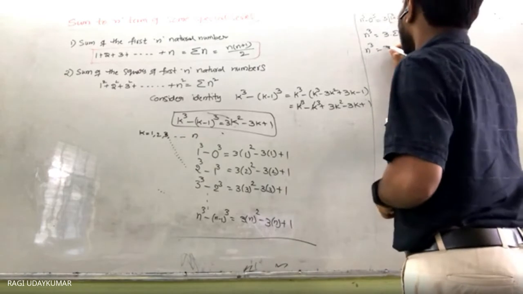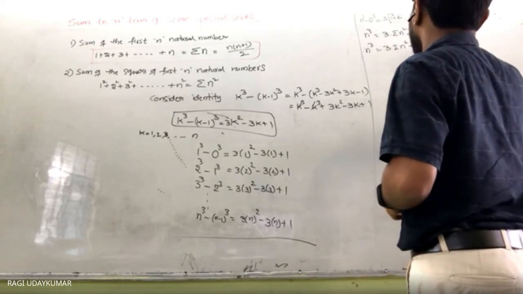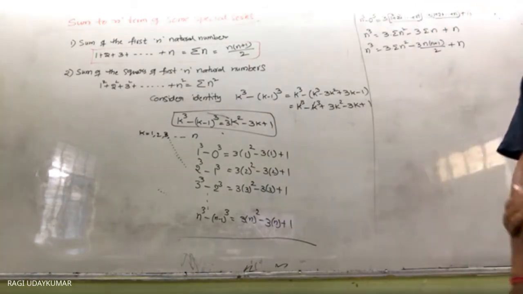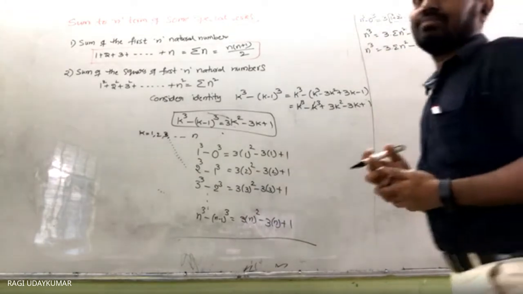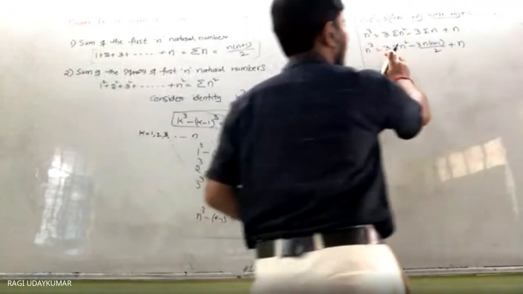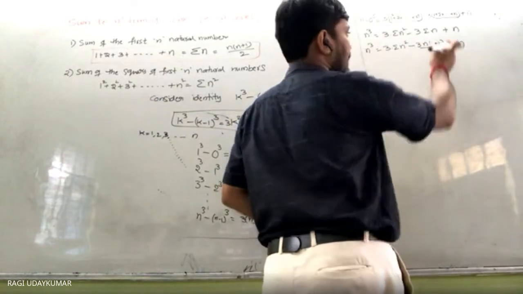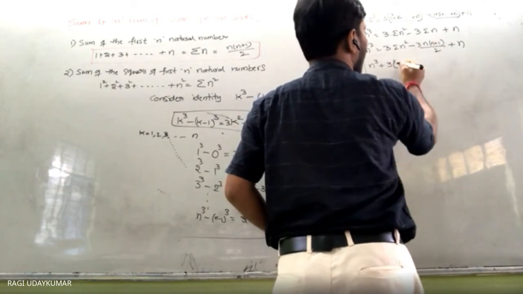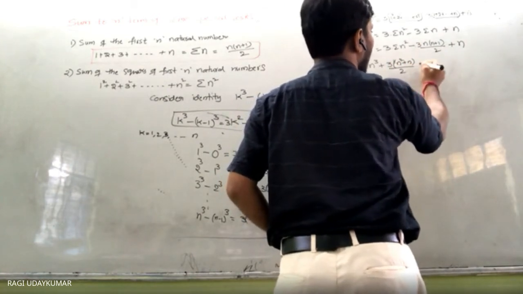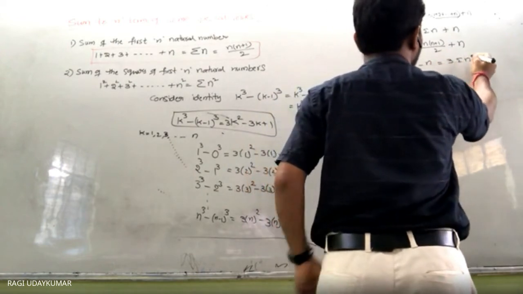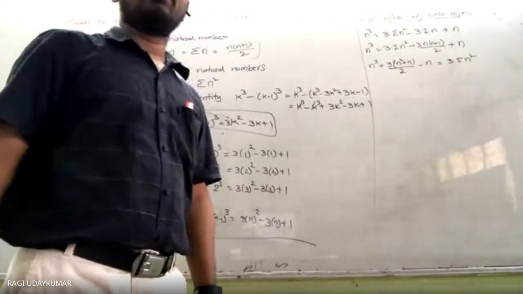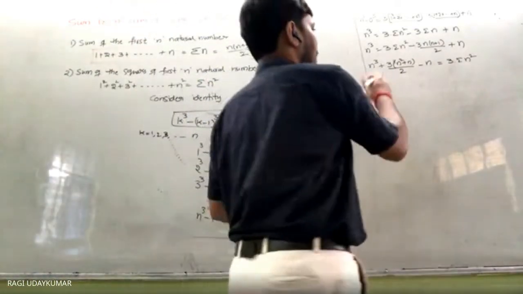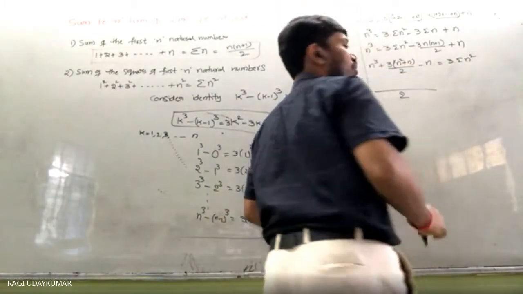So what do you get here? n cube is equal to 3 sigma n square minus 3 into n into (n plus 1) by 2 plus n. Take all these terms to the left hand side except the sigma n square. We need 3 into sigma n square. So n cube plus 3 into (n square plus n) by 2 minus n is equal to 3 into sigma n square. Correct? Understood? I am just proving it. Now simplify this to get by 2.